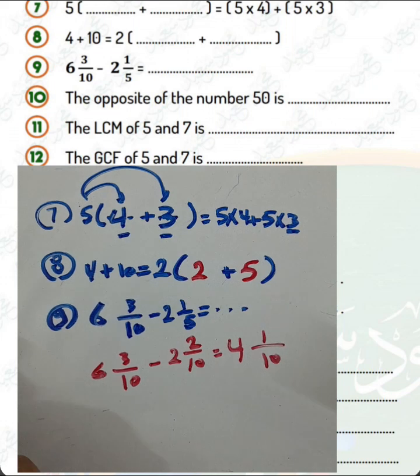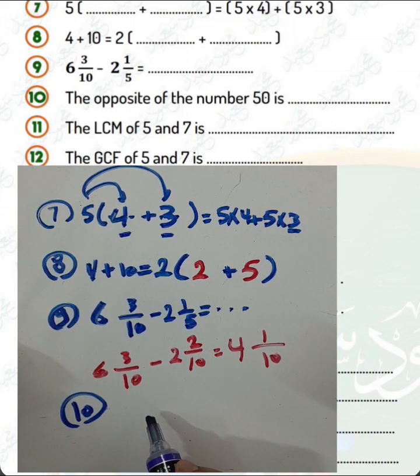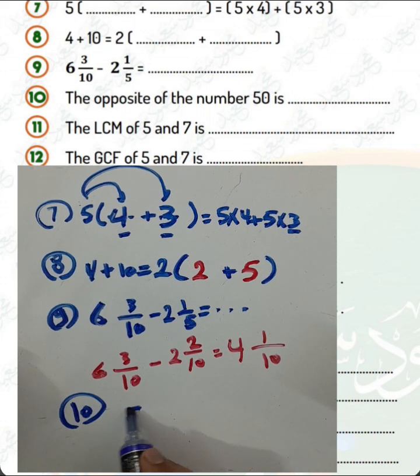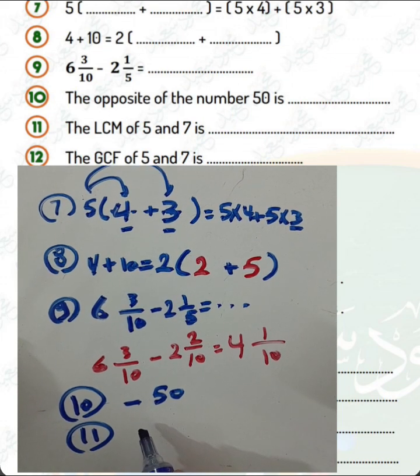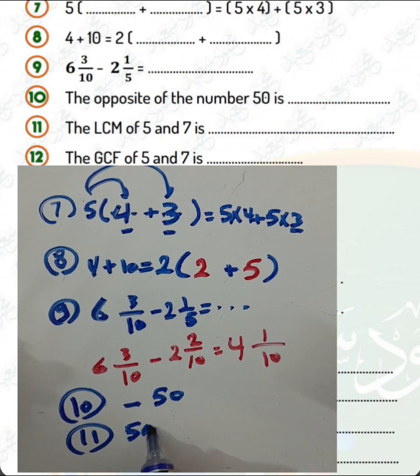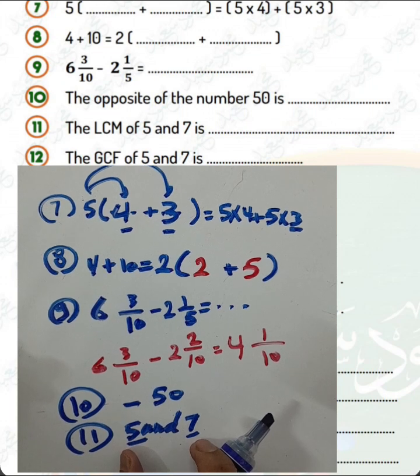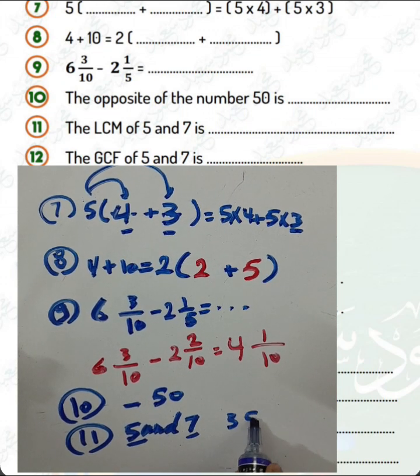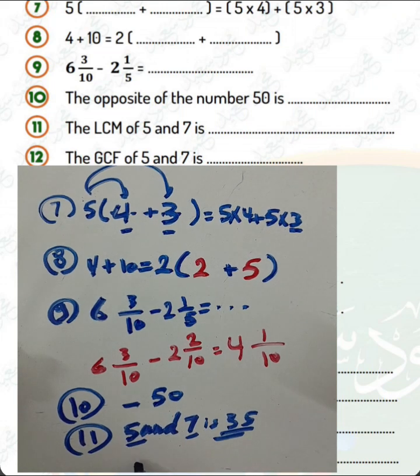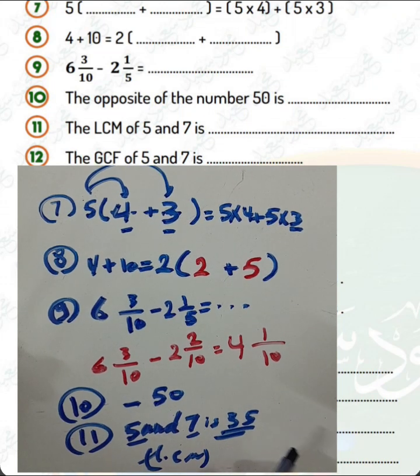Question number 10. The opposite of the number 50 is -50. Question 11. The least common multiple of 5 and 7. We have two different prime numbers, so the least common multiple of 7 and 5 equals 35. The least common multiple of two different prime numbers is the product of them. 5 times 7 equals 35.